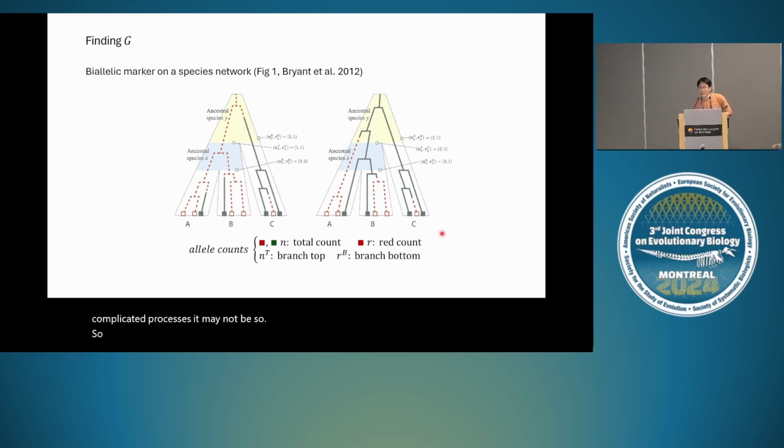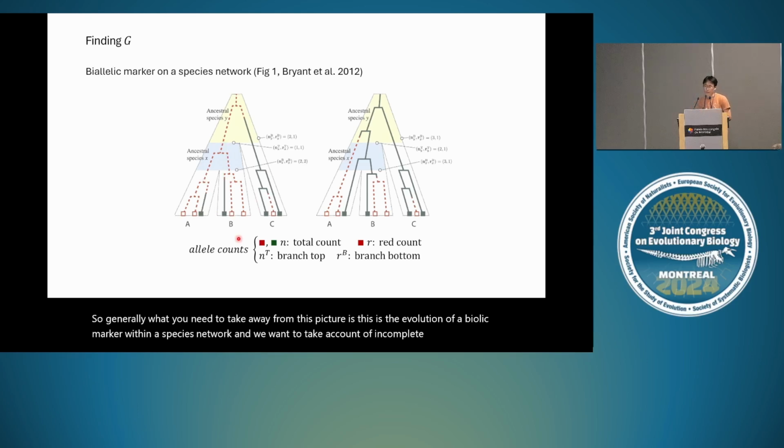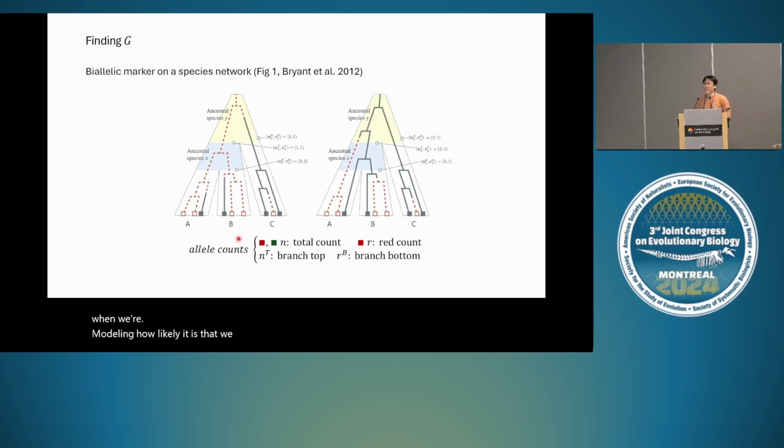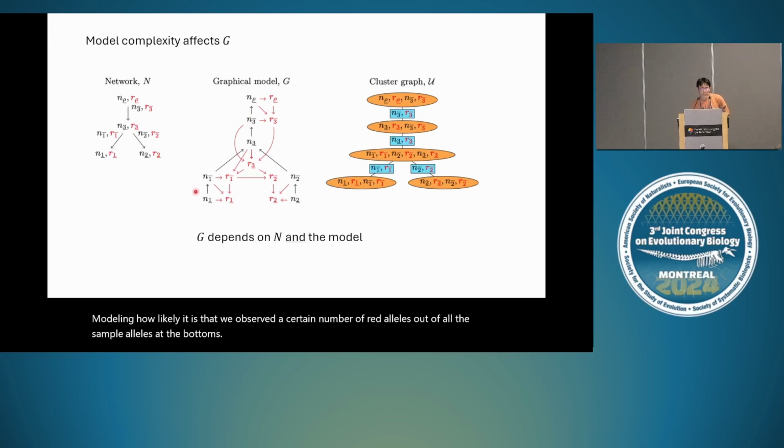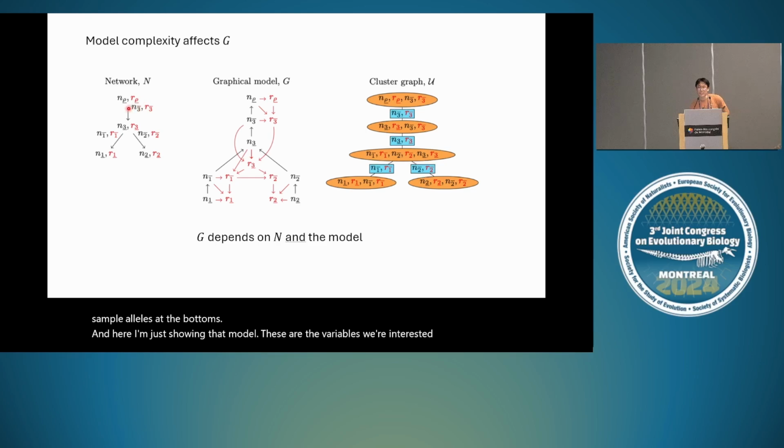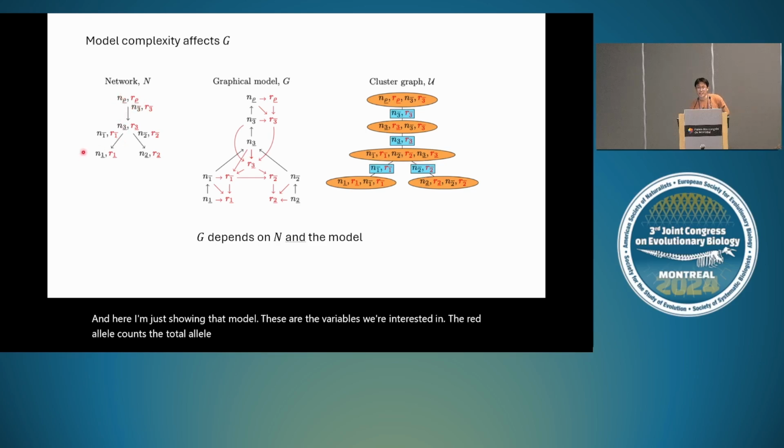Generally what you need to take away from this picture is this is the evolution of a biallelic marker within a species network, and we want to take account of incomplete lineage sorting when we're modeling how likely it is that we observed a certain number of red alleles out of all the sampled alleles at the bottoms. And here I'm just showing that model. These are the variables we're interested in: the red allele counts, the total allele counts. This is at a speciation event, and I'm showing you the equivalent graphical model.